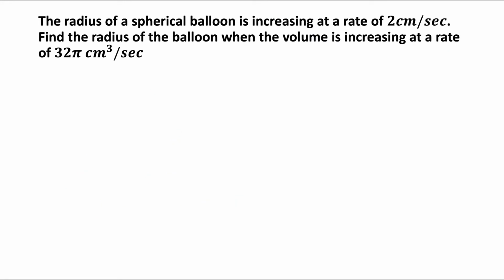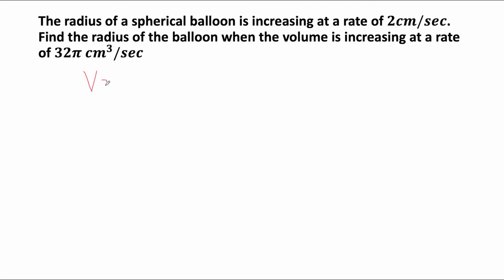So here we have a slightly harder problem. The radius of a spherical balloon is increasing at a rate of 2 centimeters per second. Find the radius of the balloon when the volume is increasing at a rate of 32 pi centimeters cubed per second. So once more, we're going to start by writing out the equation of the volume of a balloon given its radius, or of a sphere, a spherical balloon.